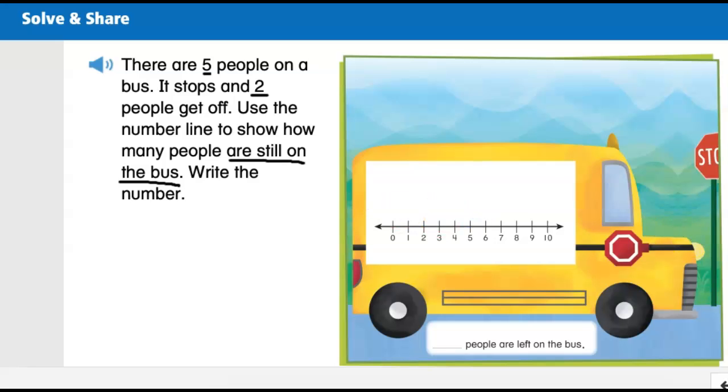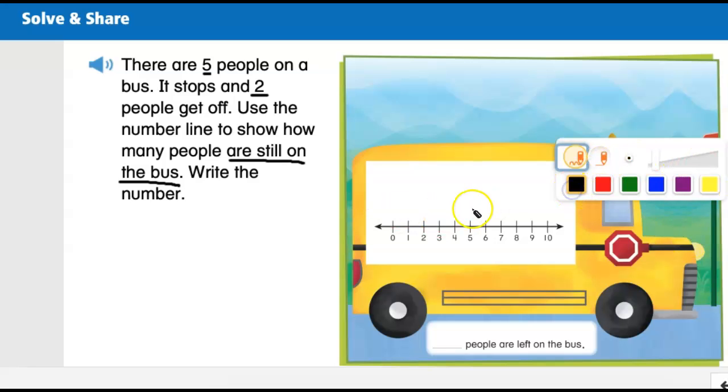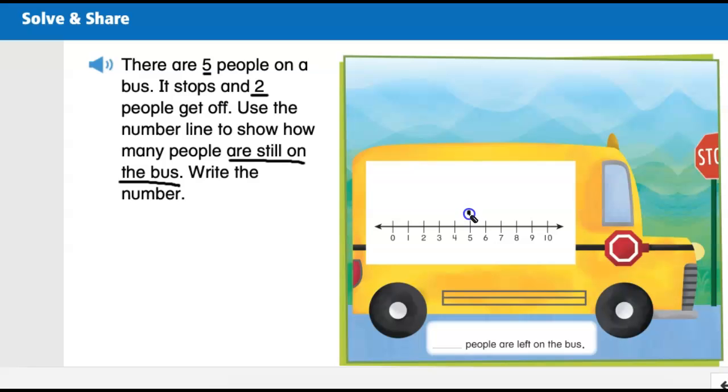Now, if you are drawing a number line, one thing that you can do, you can say, okay, there's 5 people on the bus, and 2 people get off, you can jump. So you can say, okay, 1 person gets off, 2 people get off. So that leaves me at 3 people. There are 3 people left on the bus.